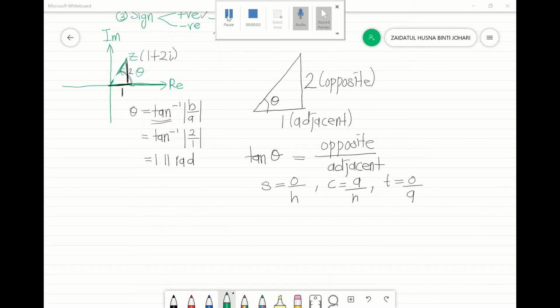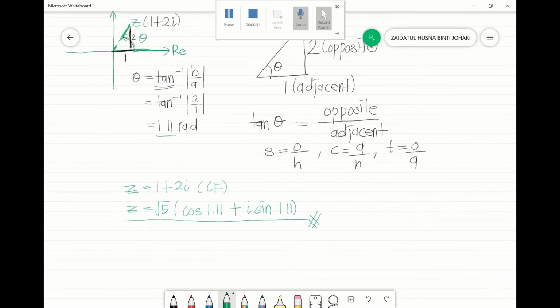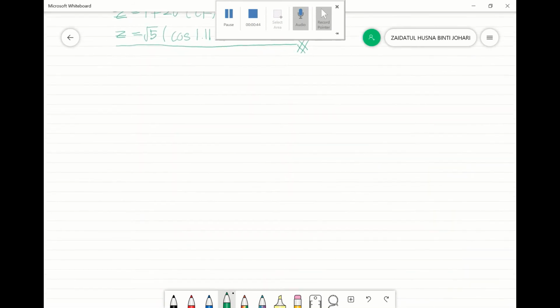So what would be the answer? Originally our complex number just now is 1 plus 2i. So this is the Cartesian form. In order to write it in polar form, we have got our r, which is square root of 5, multiplied by cos theta. So you just write down cos theta, with theta 1.11, plus i sine theta. Since theta is 1.11, you just write it down. So that means this is our complex number in polar form. Alright, now let's move on to the second example.